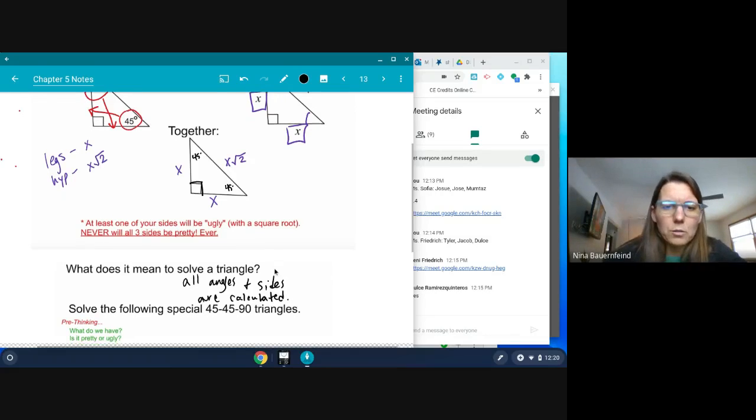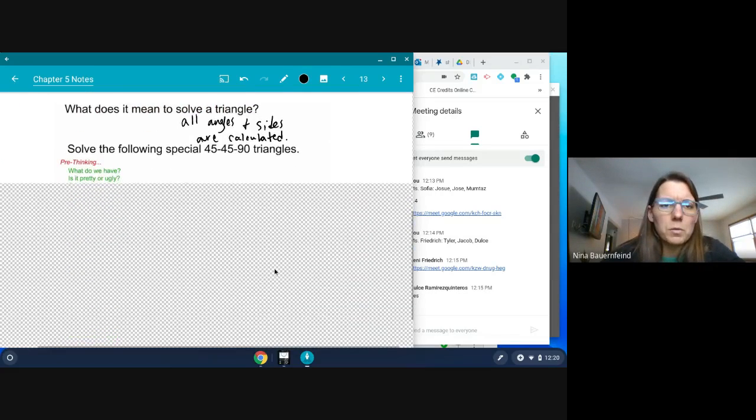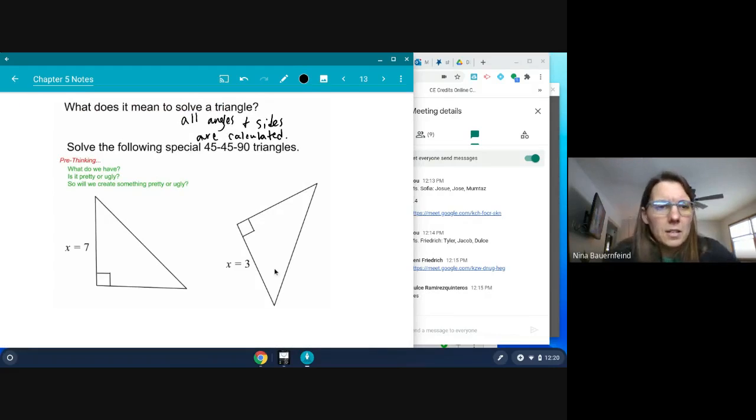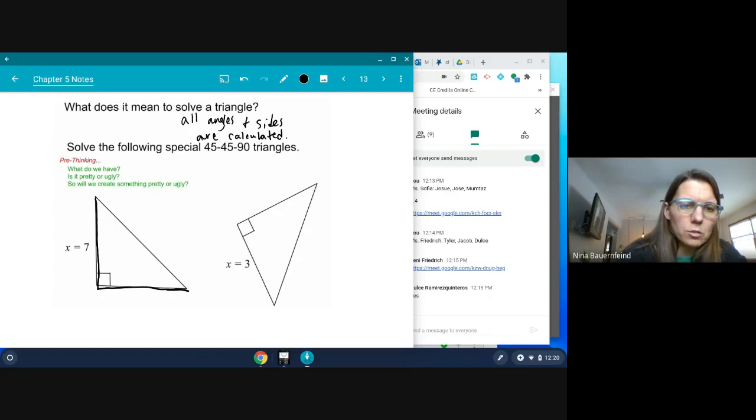As we go through these problems, what we want to do is a little bit of pre-thinking. So what do we have? In this case, do we have a leg or a hypotenuse? A leg, we do, yes. Legs are the 2 that make the corner. They're the 2 sides that make that 90-degree angle. So we do have a leg.